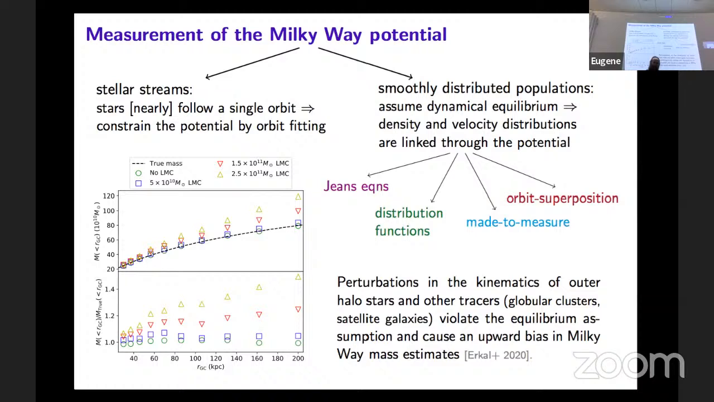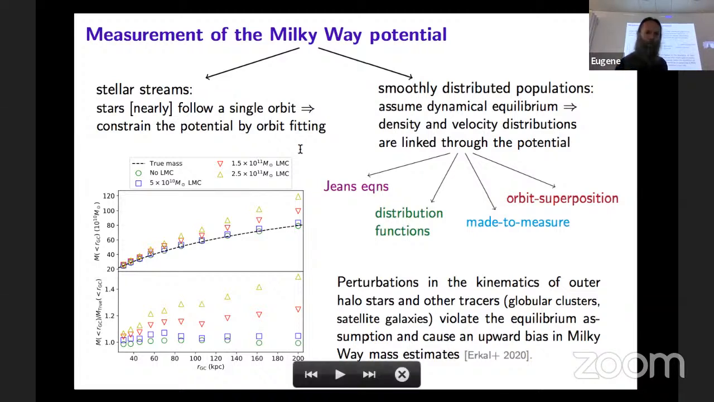The first question has been answered again by Erkel et al. In 2019-2020, when they looked at the mock data from their n-body simulation of the LMC interacting with the Milky Way, and these mock data were produced from the perturbed galaxy, and when they applied classical dynamical modeling methods, in this case, Jeans equations, to this mock data set, they find that you get a biased inference about the Milky Way's mass.